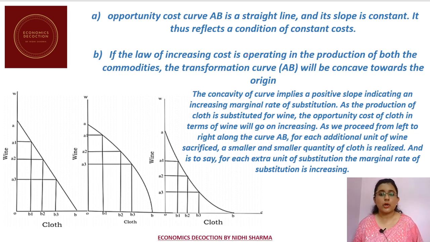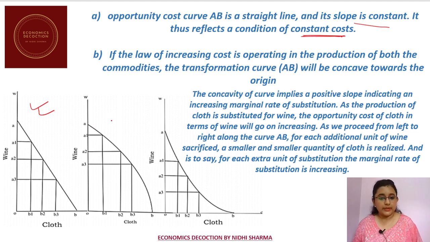The opportunity cost curve AB is a straight line. That means its slope is constant. It reflects the condition of constant cost. So the first case that Haberler has given in his theory is of constant cost, where your MRT curve or your production possibility frontier is going to be a straight line showing a constant slope.